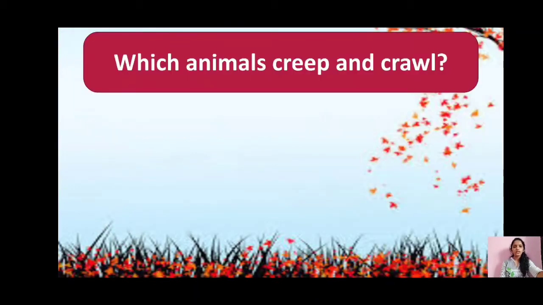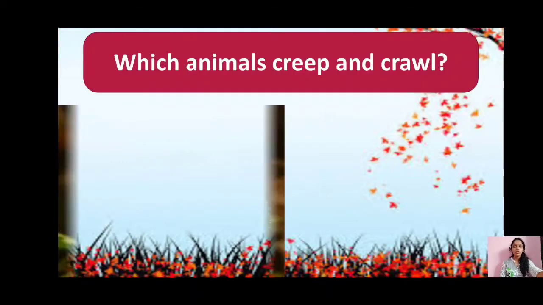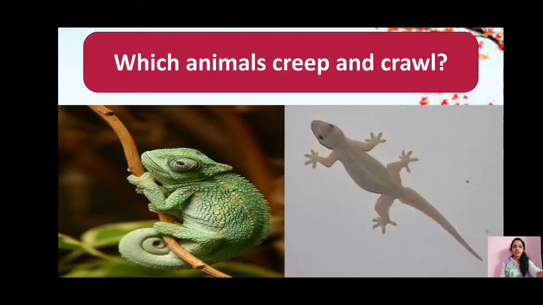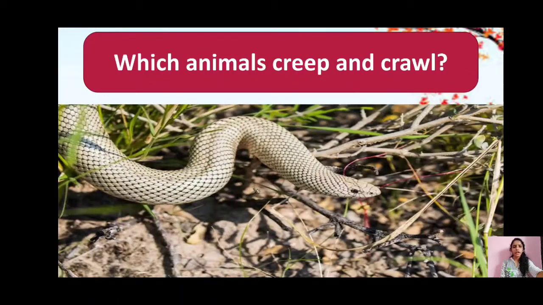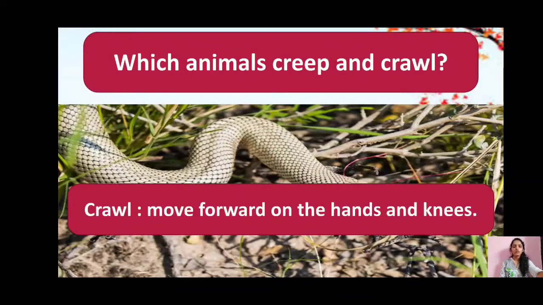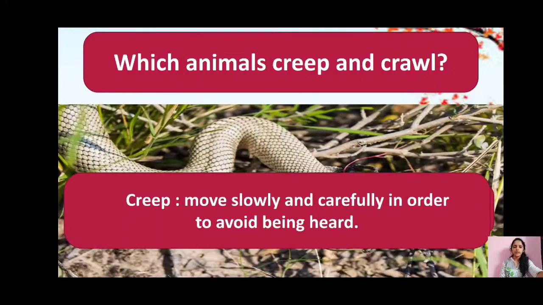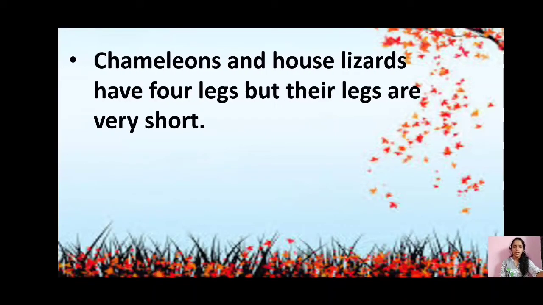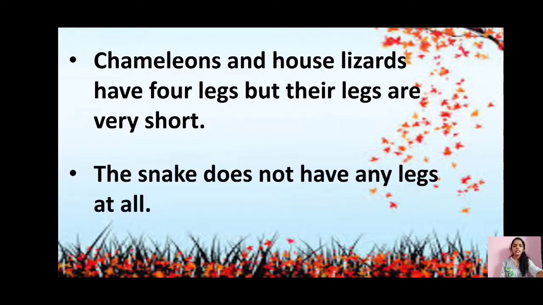Which animals creep and crawl? Chameleons, house lizards and snakes are the animals that crawl. Crawl means move forward on the hands and knees. Creep means move slowly and carefully in order to avoid being heard. Chameleons and house lizards have 4 legs but their legs are very short. The snake does not have any legs at all.